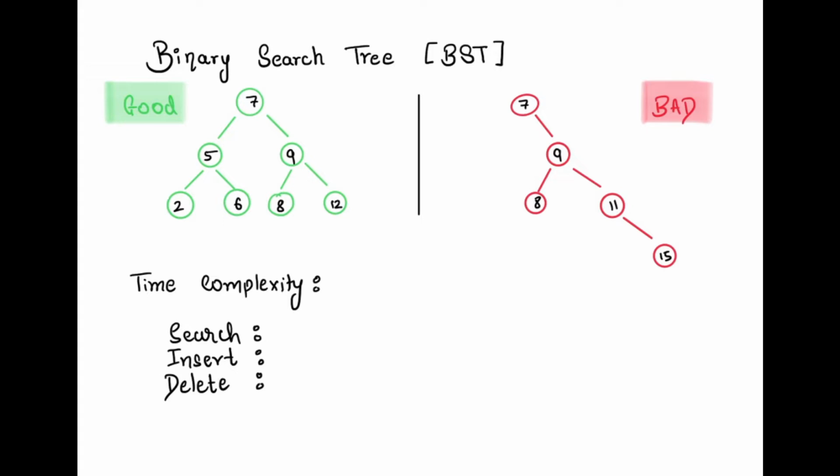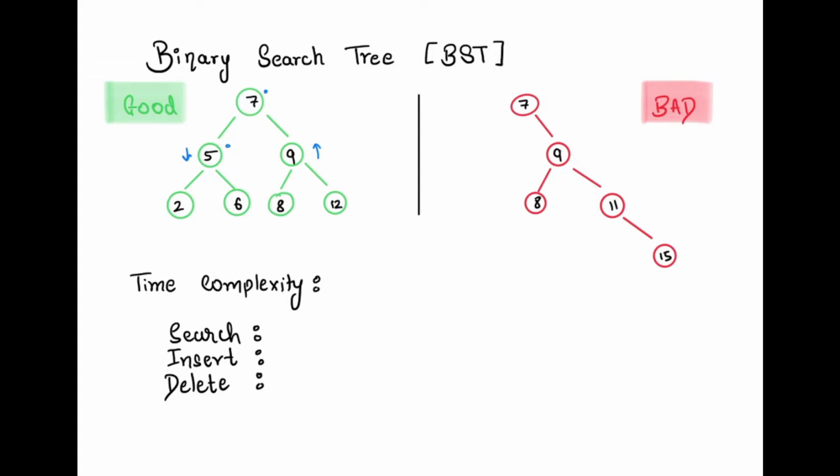is that for every parent node, the left child should contain a smaller value than the parent node, and the right child should be greater in value than the parent. So what we are saying is, if this is the parent node and also the root of a tree, the left child value is lower than the parent value, that is 5 is smaller than 7, and the right child is greater than the parent value, that is 9 is greater than 7.